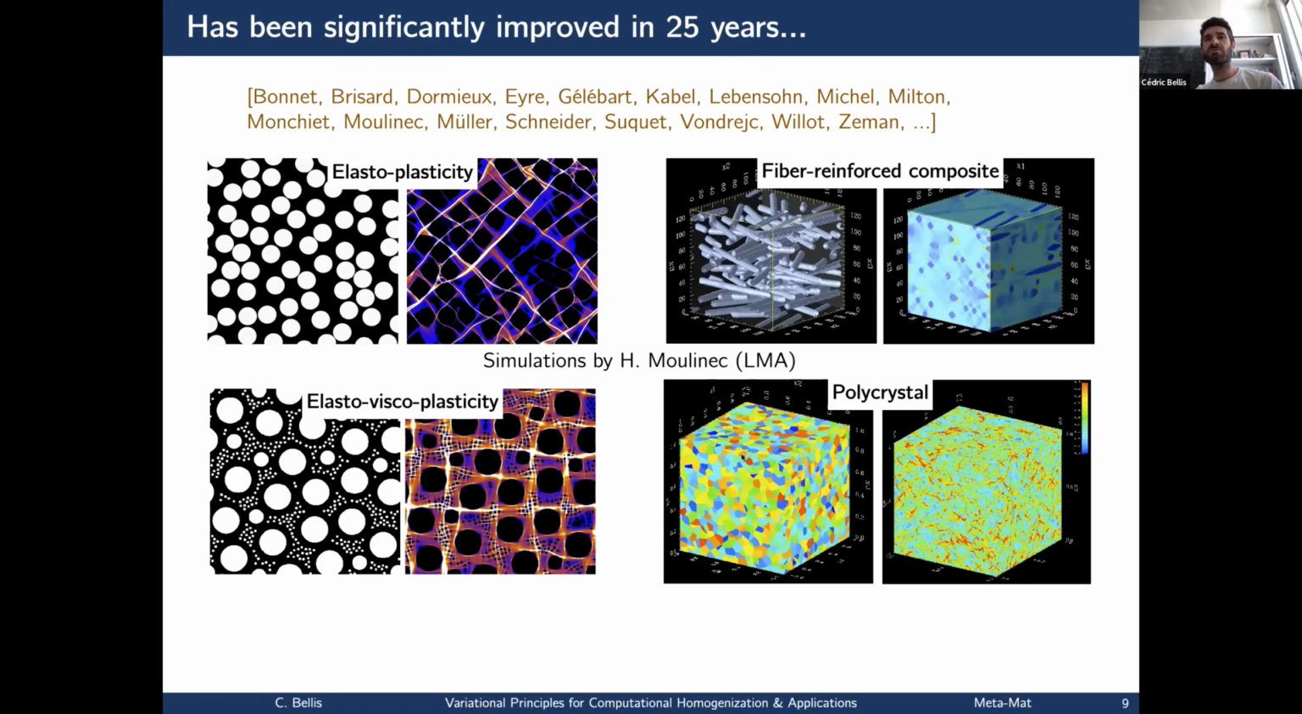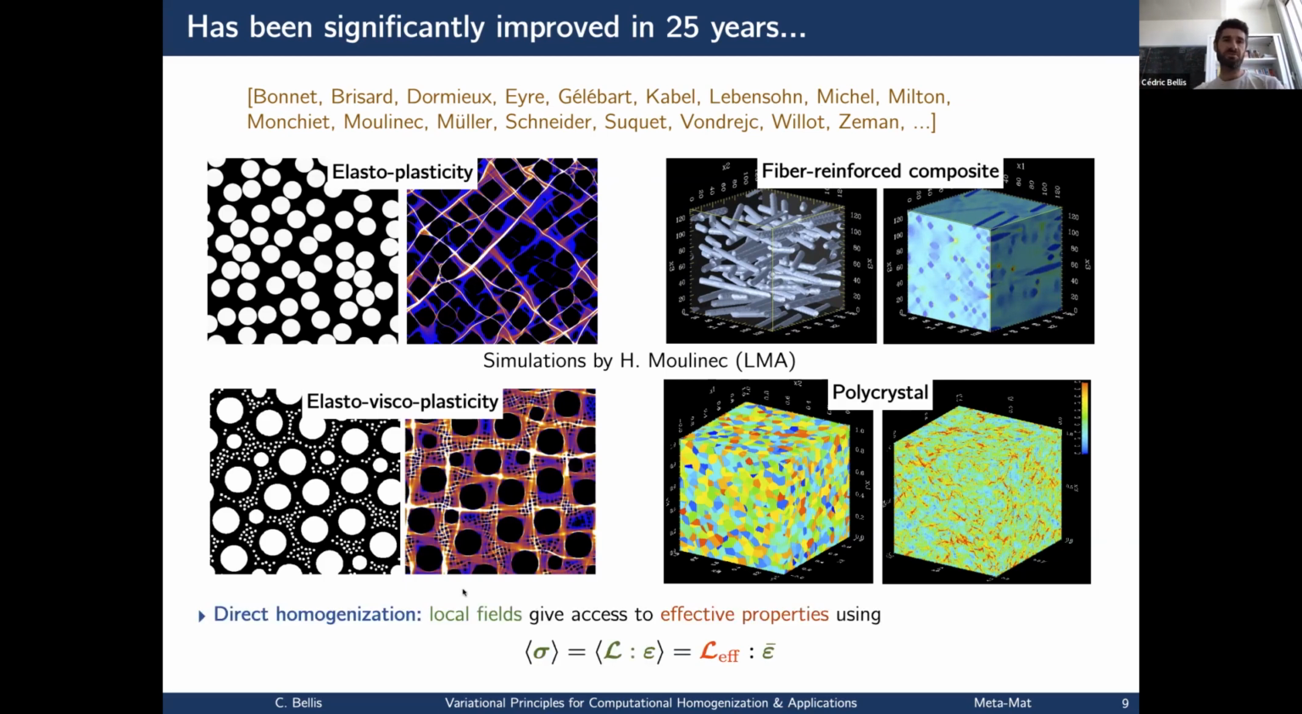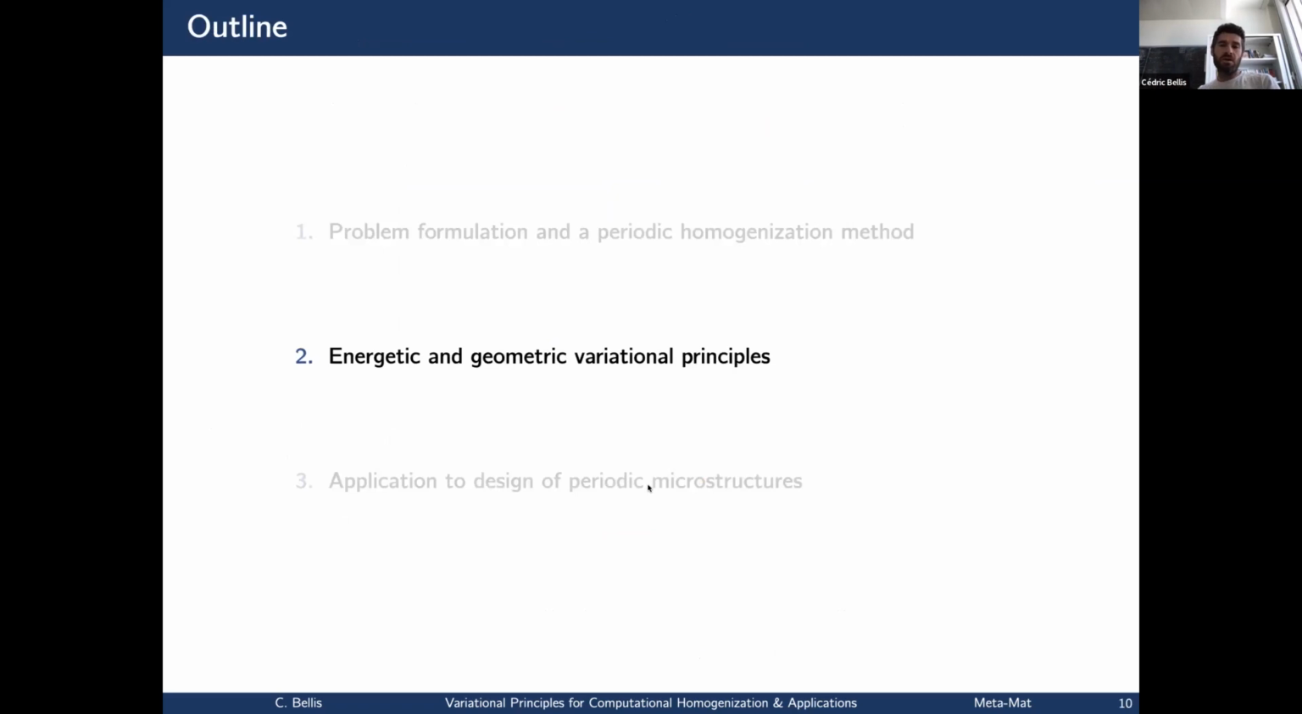On the right here, you see some images of fiber reinforced composites in 3D, or a polycrystal. And using this image processing approach, we compute local fields on this unit cell. And from that, we can compute the effective properties. As a post-processing to this computation, since we know the local fields, by doing some averaging operation, we can compute the effective tensor associated to this microstructure. So this is a numerically efficient method to compute the solution to unit cell problems.